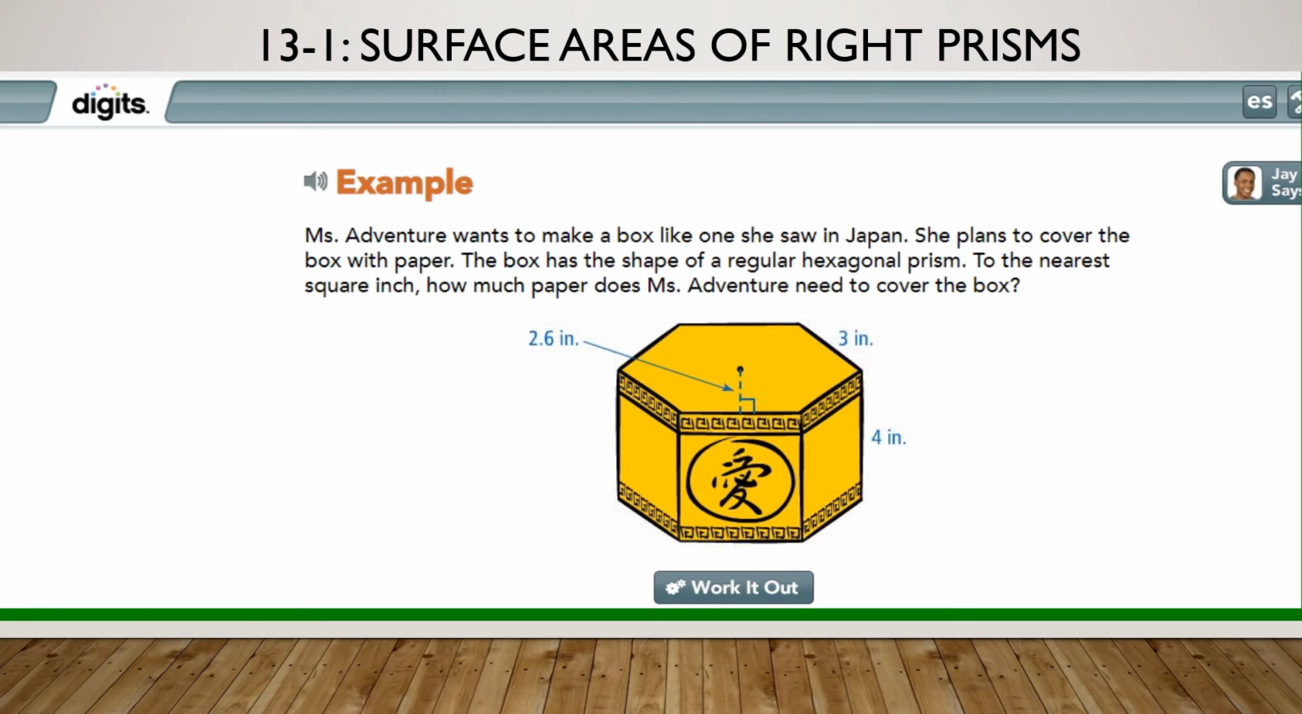Part 3, example. Miss Adventure wants to make a box like one she saw in Japan. She plans to cover the box with paper. The box has the shape of a regular hexagonal prism. To the nearest square inch, how much paper does Miss Adventure need to cover the box?